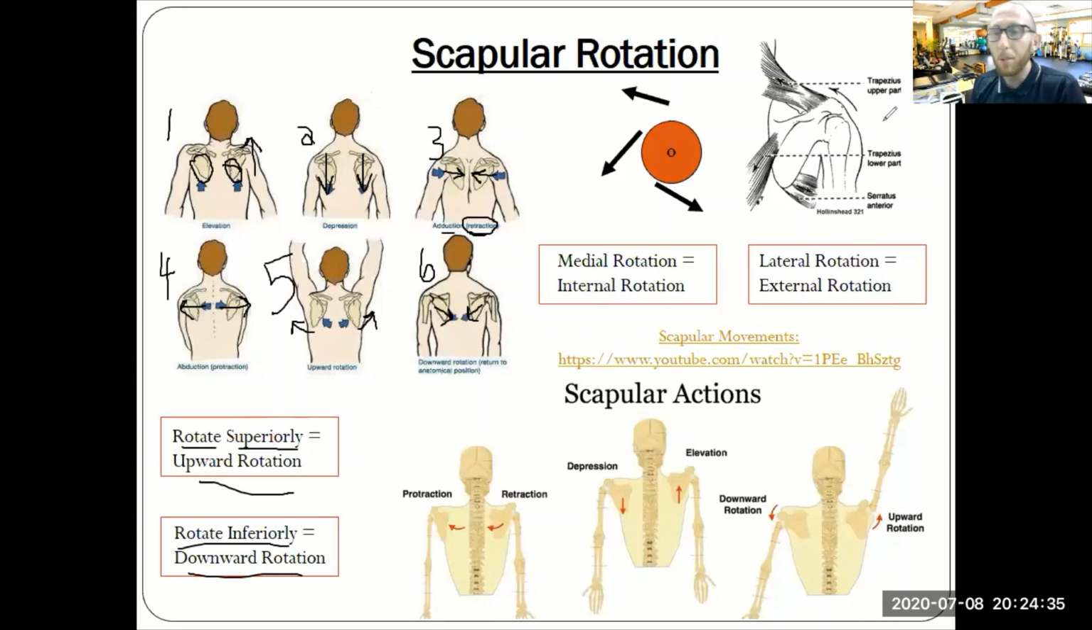And I'll also mention when we're talking about glenohumeral rotations, your book might say medial rotation and lateral rotation, but in the clinic, typically you'll hear internal rotation and external rotation. Talk to most PTs and they'll confirm this.